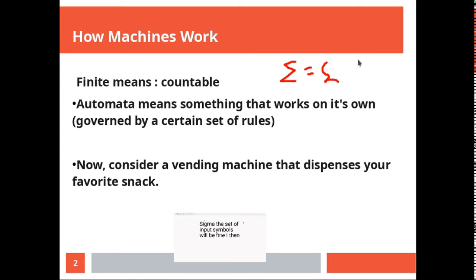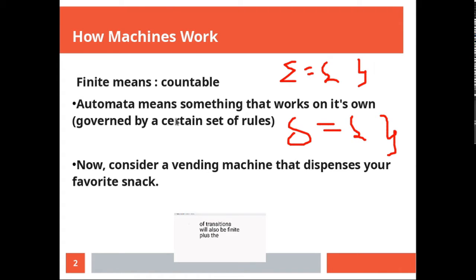Then your transitions, that is moving from one state to another, that set of transitions will also be finite, plus the machine that is represented in a state is also finite. So the set of states is also finite. So a finite automata means that it works on a countable set of three things: your input alphabet, the set of transitions, as well as the set of states.